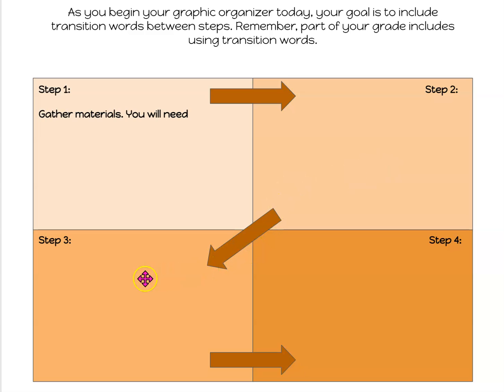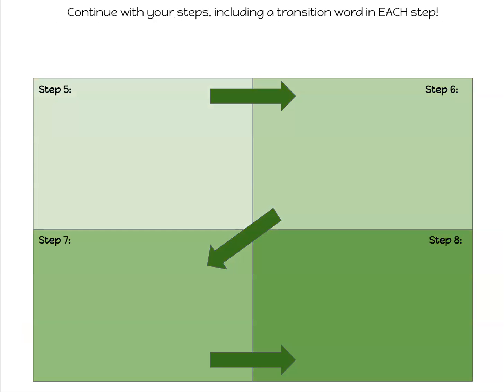Now I'm ready to come down here to step 3. After you take out your pieces of bread, open up the jar of peanut butter. There's my next step. Friends, remember, I'm putting one thing in each step. So you have 4 steps here. You'll have another slide with 4 more steps. Don't forget to use those transition words.